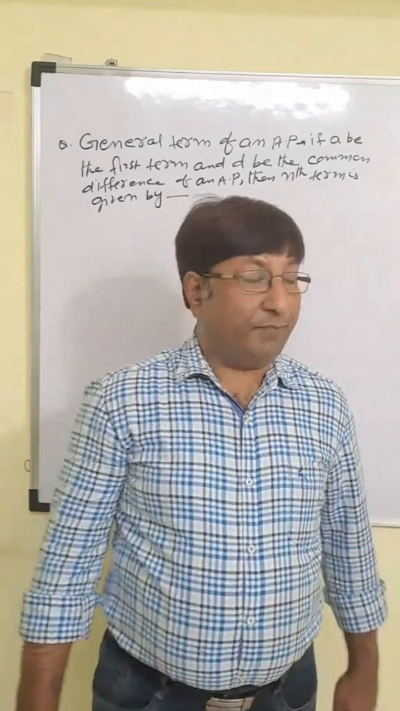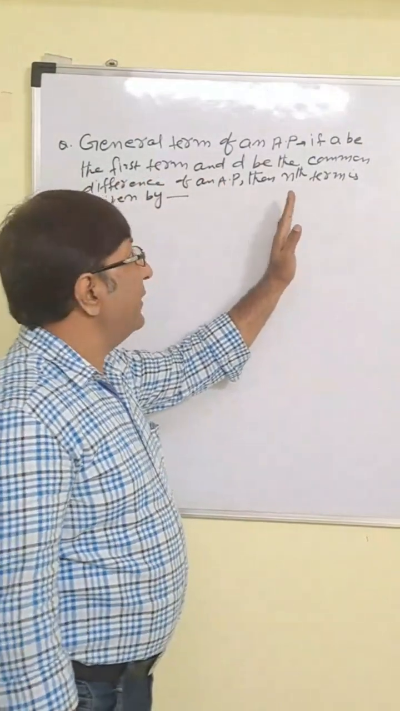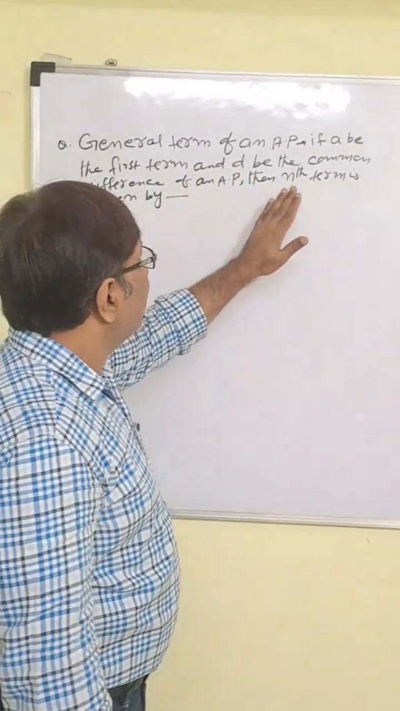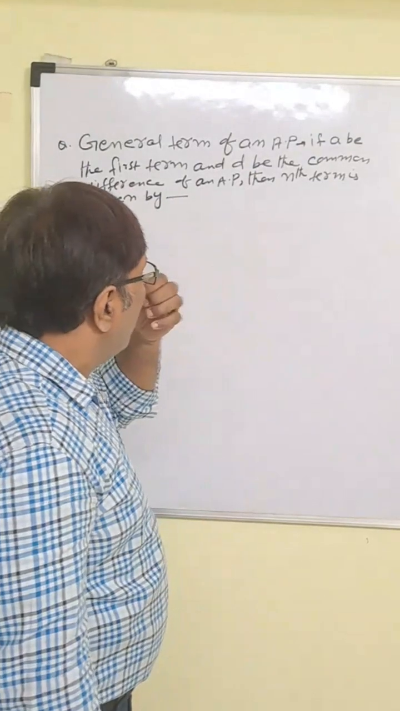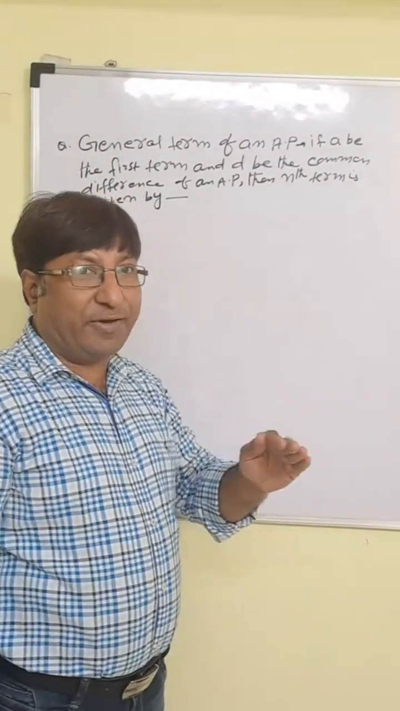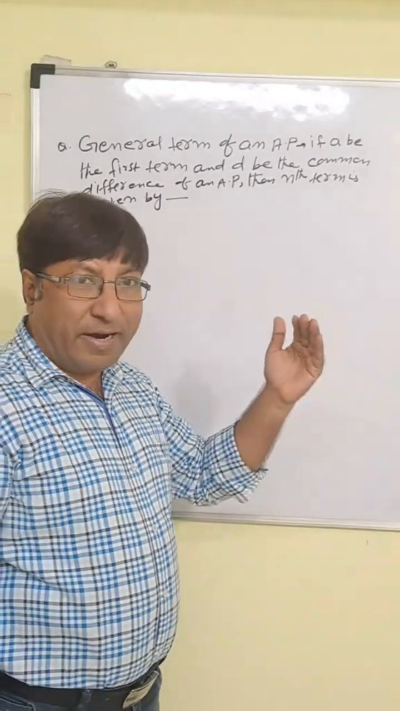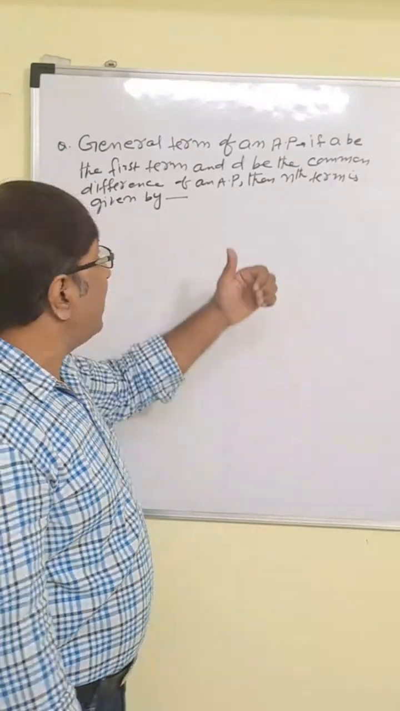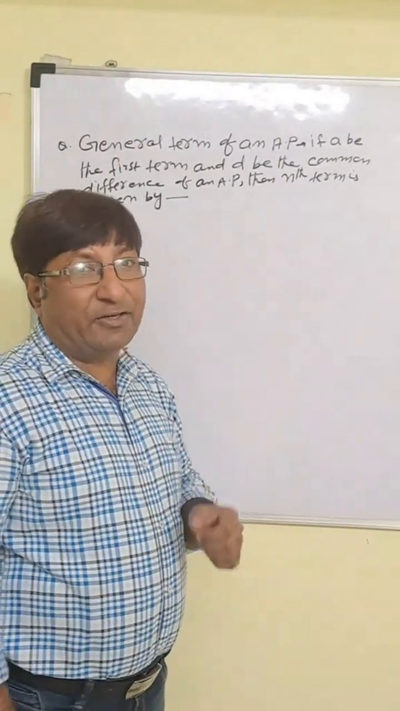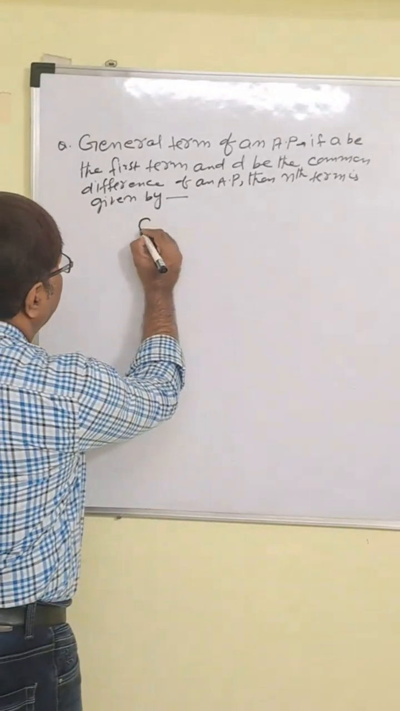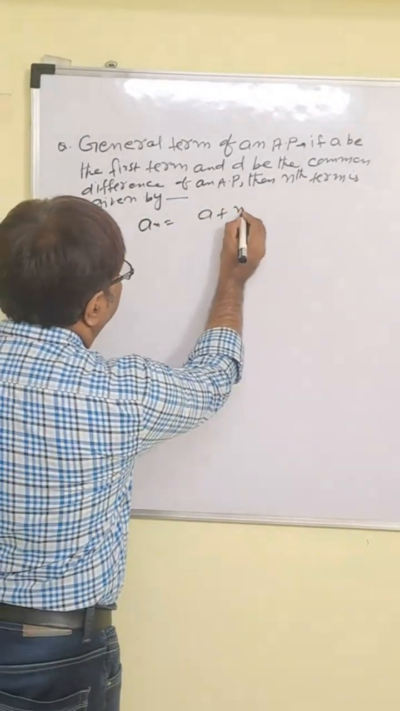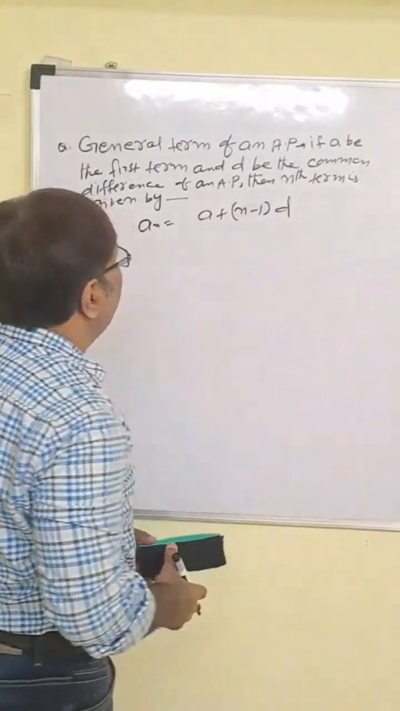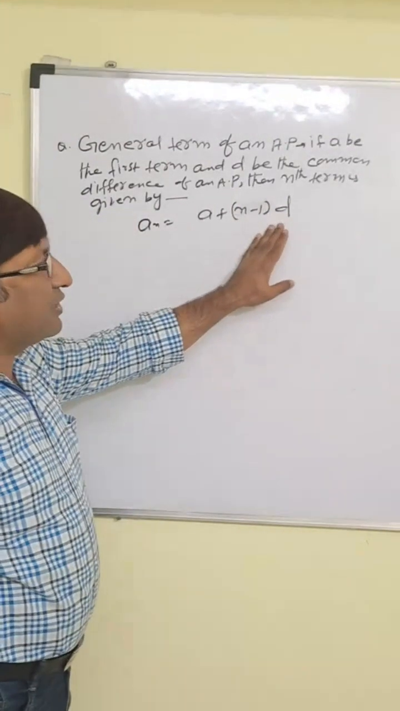3 by 2. See, here is the general term of an AP. If A be the first term and D be the common difference of an AP, then the nth term is given by: you know well AP means any sequence where the common difference, that is second minus first, third minus second, and so on, is the same. So if A is the first term and D is the common difference, then the nth term will be A plus n minus 1 into D, where A is the first term and D is the common difference.